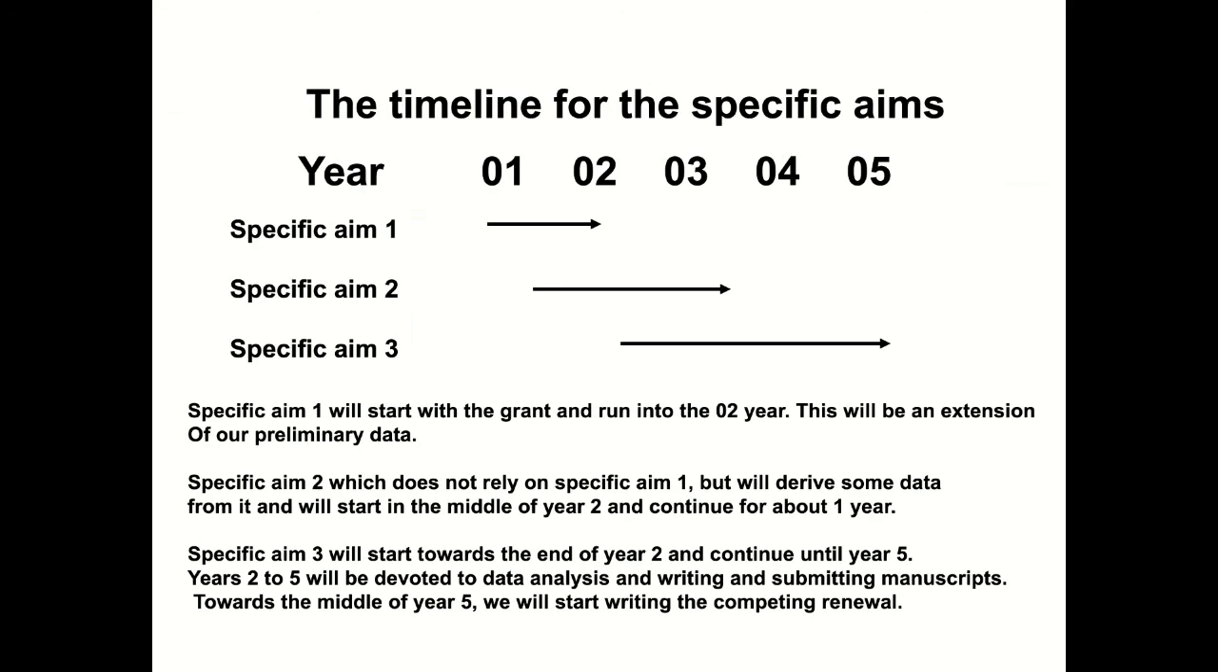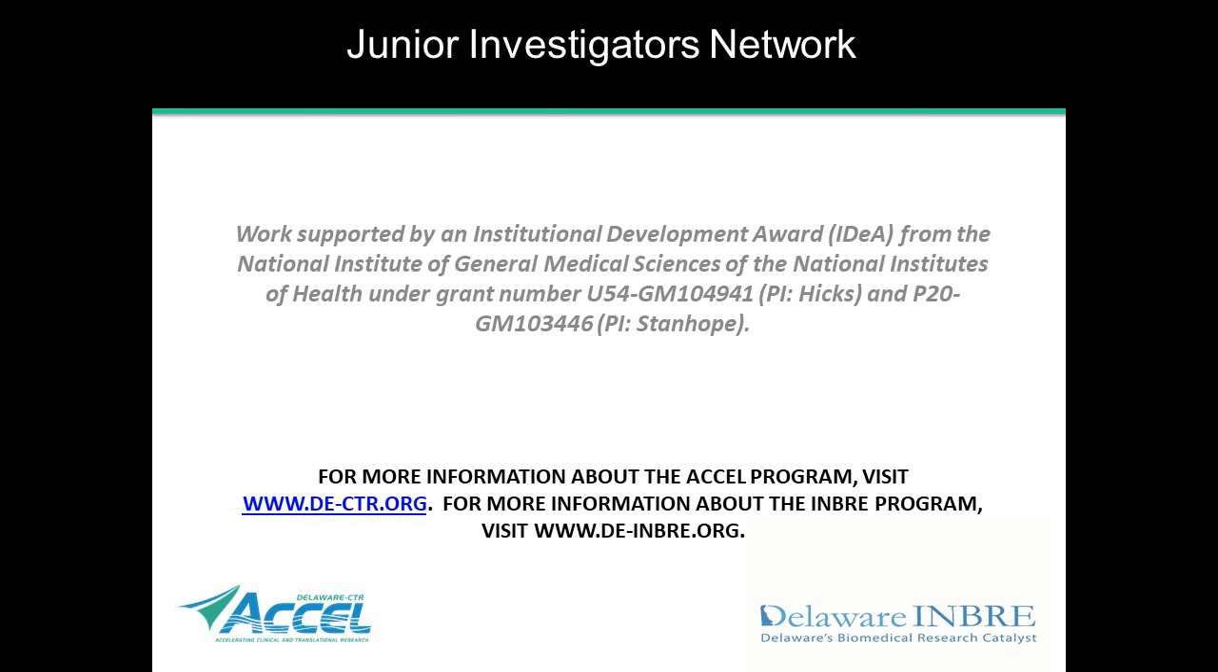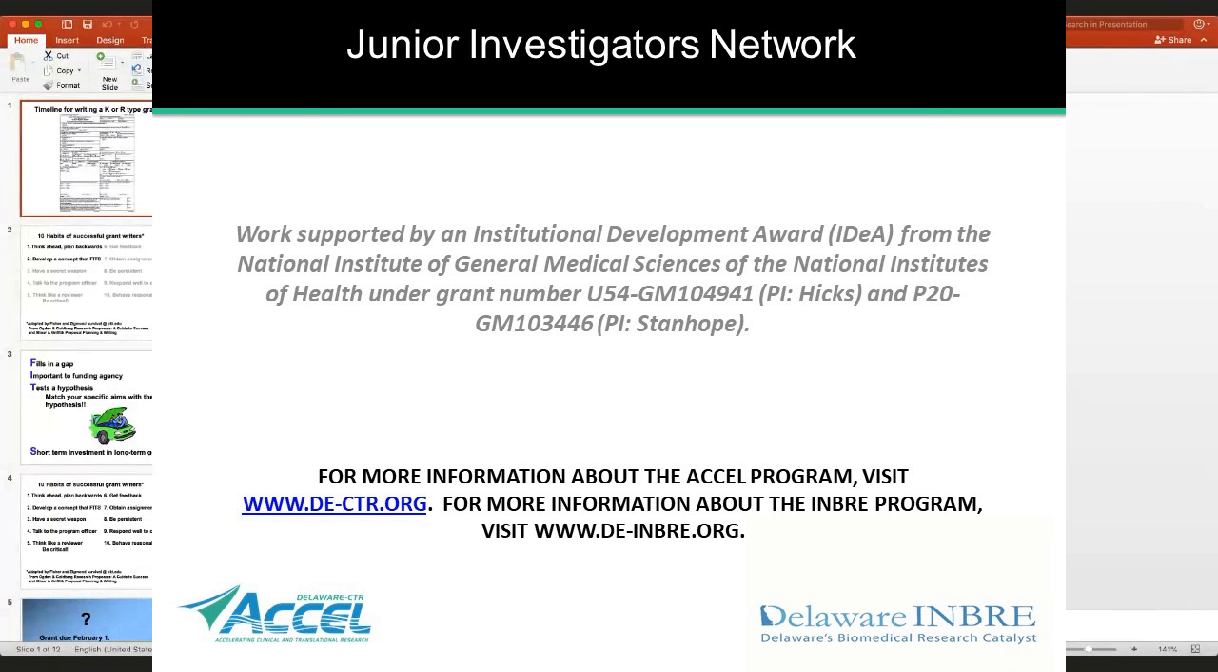And then finally, specific aim 3 will start towards the end of year 2 and continue until year 5. Years 2 to 5 will be devoted to data analysis and writing and submitting manuscripts. Towards the middle of year 5, we will start writing the competing renewal. Obviously, we're very optimistic about this last point, but it doesn't hurt to put it in to show that you're thinking about continuing this research for some period of time. So that's all I have, and I'll be happy to answer any questions that anybody has.